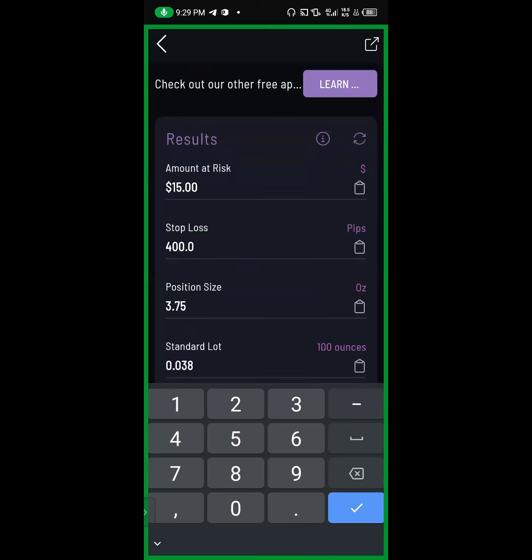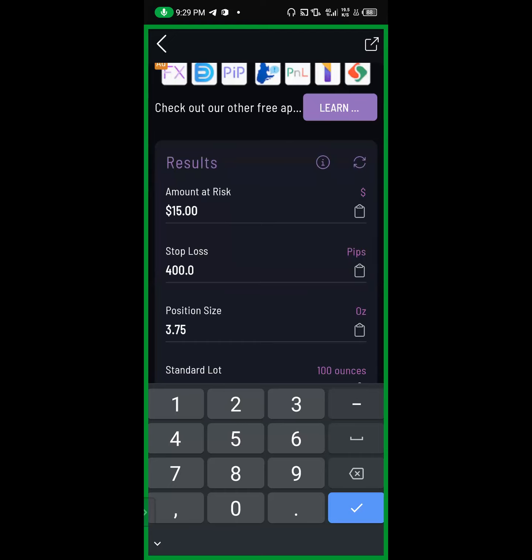It will tell you 3% of your $500 is $15, which means if this trade goes your way or doesn't, you only lose $15. Now, the stop loss calculation is 400 pips. Guys, when I say 400 pips, I'll say 400 points.